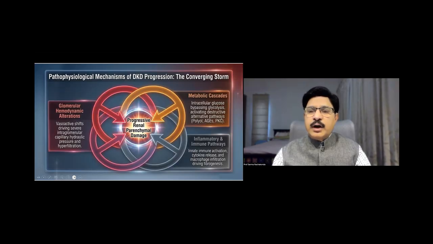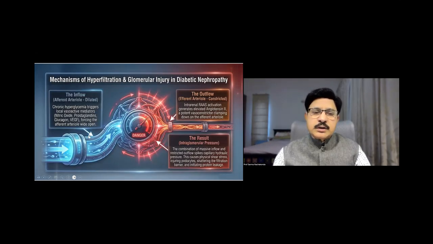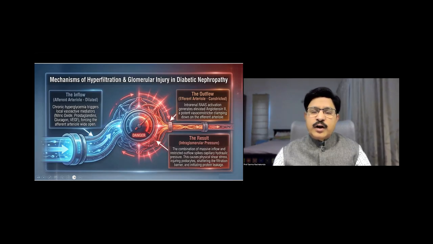Third, inflammation and immune pathways: innate immune activation, cytokine release, and macrophage infiltration driving the fibrosis. All three lead to progressive renal parenchymal damage. Number 1, glomerular hemodynamic alterations, increased intraglomerular pressure and increasing the leak; metabolic cascade like polyol pathway, AGEs and PKC; and the immunoinflammatory pathway. Now you see this is the afferent arteriole, this is the efferent arteriole.